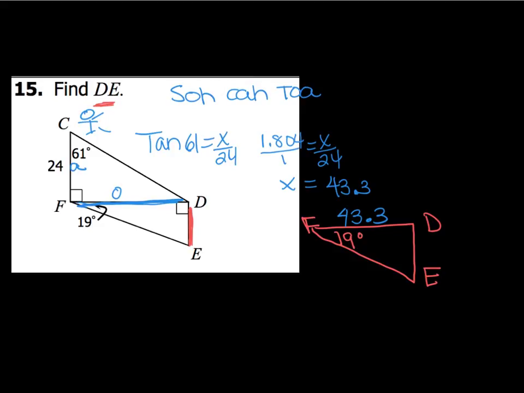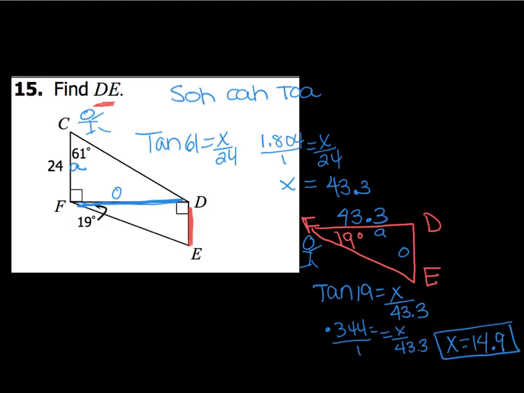Okay, we found the missing side. Now we're going to use that to find DE. If we stand here and label, DE is going to be opposite and we have adjacent. So that's going to be tangent. Tangent of 19 is equal to x/43.3. Let's solve for x and see what we get. And we found out that x is equal to 14.9.